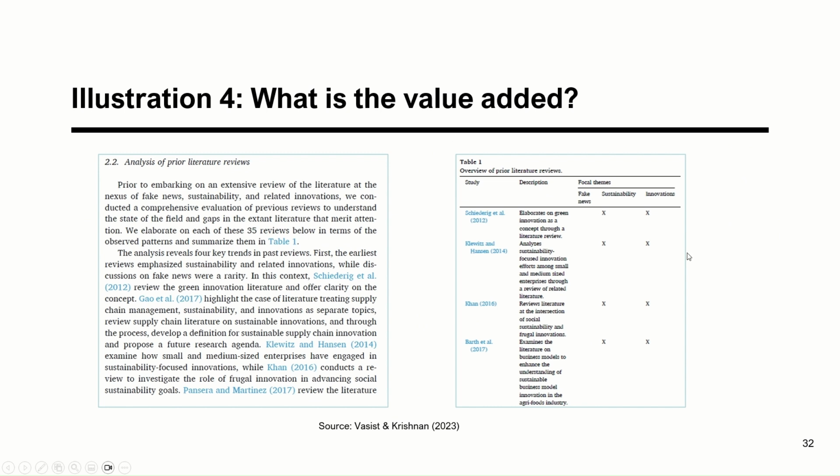Like here, when we talk about past reviews, we focus on what are the focal themes of the past review. So say one of the reviews has focused on sustainability and innovations. Another one has just focused on sustainability. Most of them have focused on sustainability innovations over here, and so on. So, given that there are three focal themes: fake news, sustainability, innovation. Which of them are focused on sustainability innovation? There's hardly any that is focused on fake news, which is where we call out the need for a standalone review. So that's another way to substantiate or rather justify the need for this standalone review.